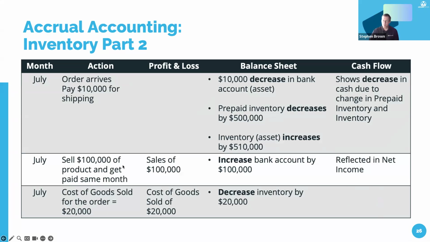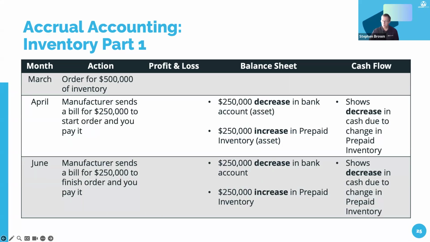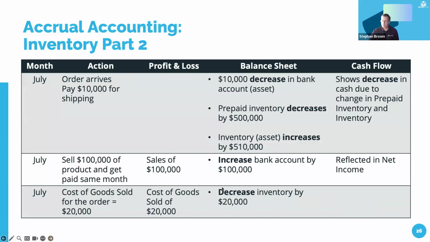Now in July, I also sell some product. And I'm showing, hey, I got more cash from sales. And I also decreased my inventory by $20,000 because that was my cost of goods sold. So inventory is super, super tricky. I could spend a whole hour, probably 5 hours, just on inventory.